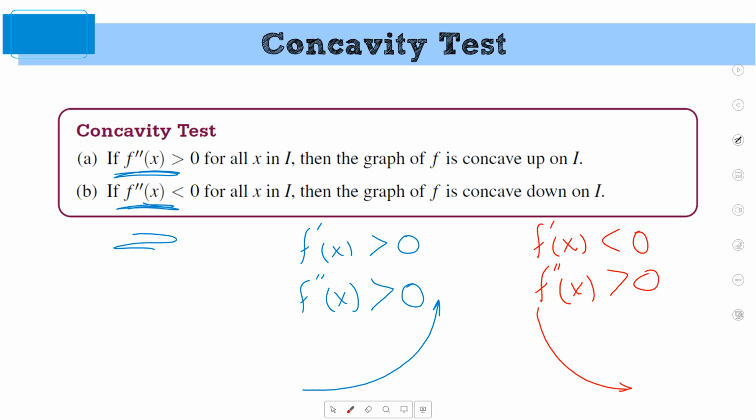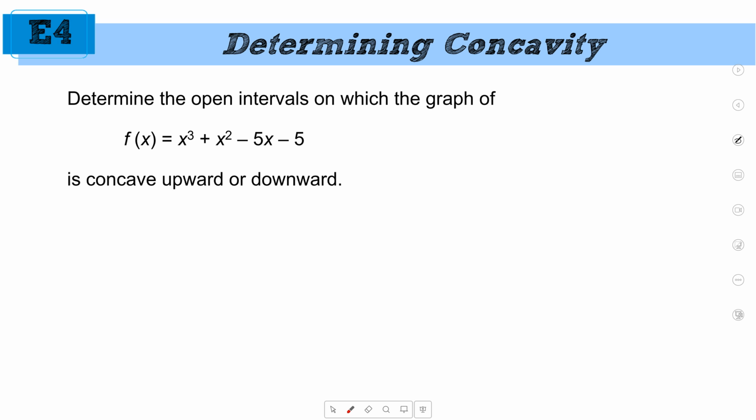Okay. We're going to focus now on just determining the concavity by using the second derivative. The process that we use is identical. Take the second derivative, set it equal to 0, find the critical numbers of the second derivative, slap it on a second derivative number line, and test the regions. Okay, so here we go. Where is it concave up and where is it concave down?